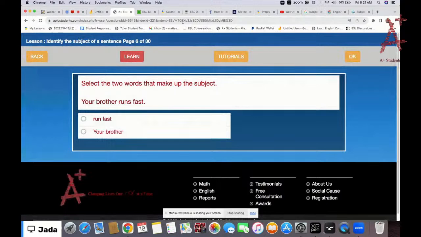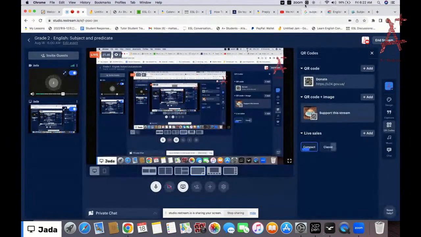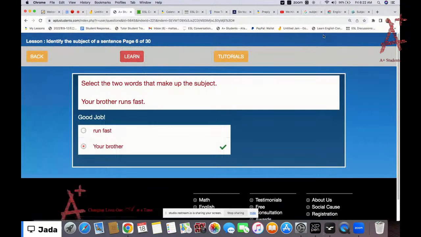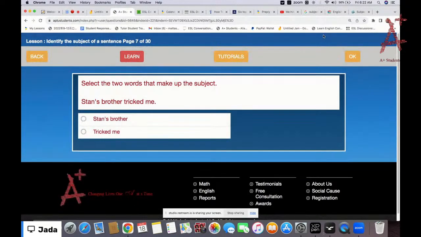All right, so this will be the last one that we'll do together. Select the words that make up the subject. Your brother runs fast. So who runs fast? It's going to be who? Your brother. Okay, so your brother runs fast. All right, so that's basically everything here. I hope that you can finish these and that you understand everything about this lesson. We'll move on to the last lesson for this subject, okay?